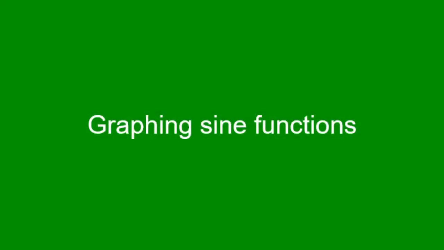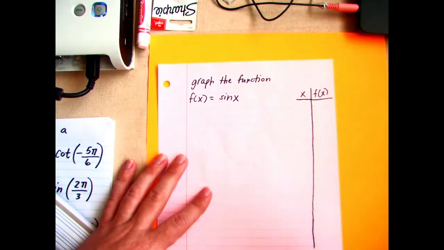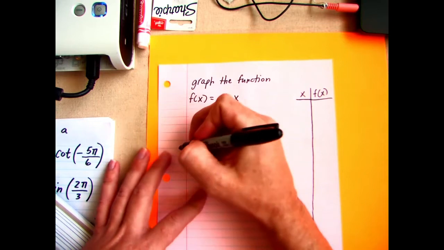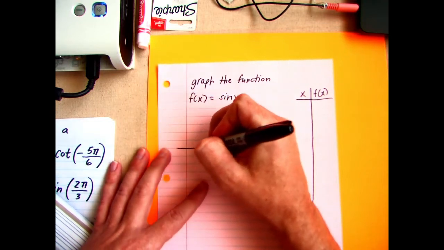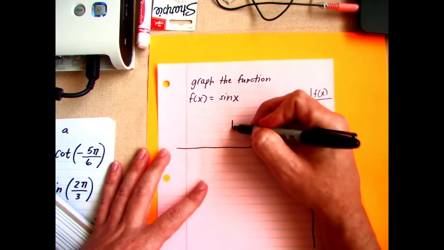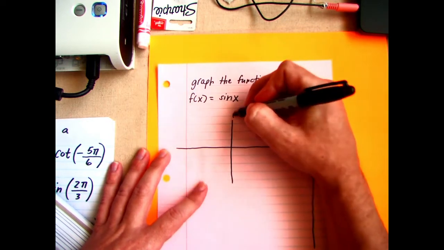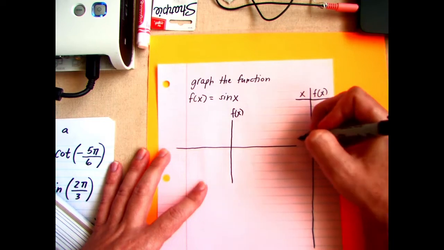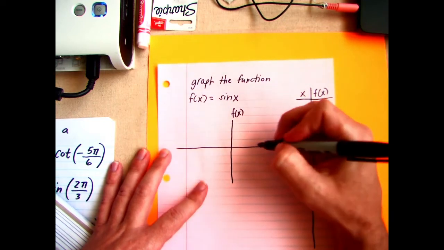So in this video, we're going to graph some sine functions. We're going to start off with just sine for now. We talked about this earlier in class, kind of how a sine graph looks. Remember that it looks like a wave. It's a wave that repeats with crests and valleys and crests and valleys.